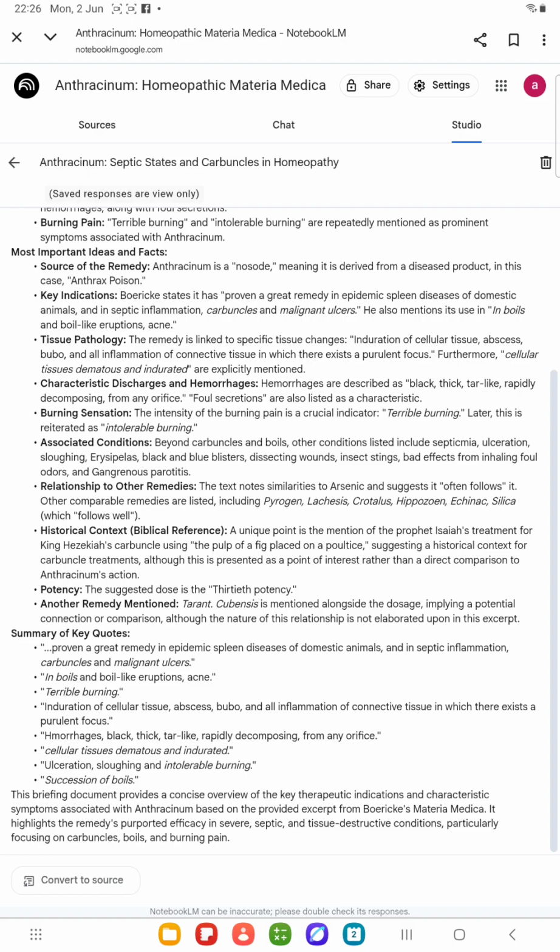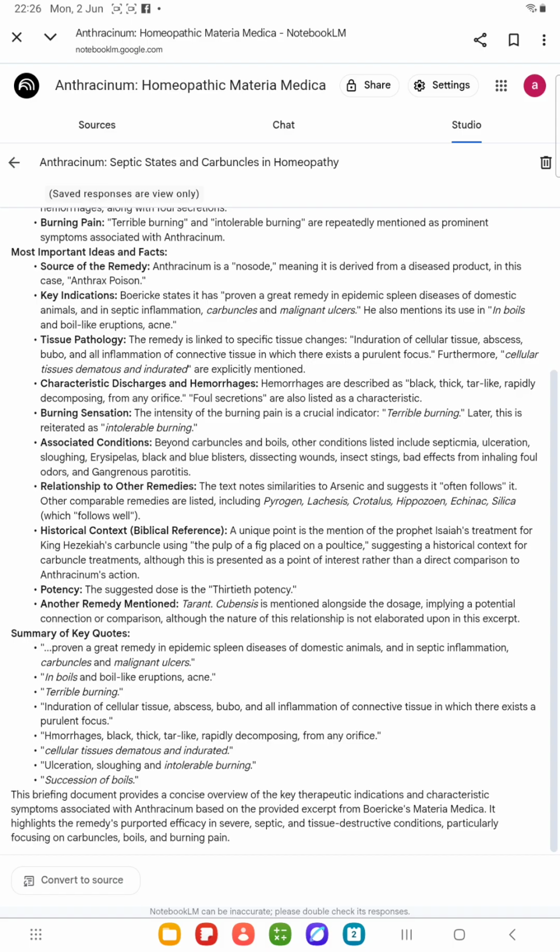Grim stuff. And the bleeding associated with it sounds just as bad. It does, described as black, thick, tar-like, rapidly decomposing, from any orifice. Tar-like. Again, very specific imagery. Very specific. Like someone observed this very closely. Does the text link it to anything else? Like external causes? It does mention a few things, like potentially relevant after dissecting wounds or really bad insect stings. Makes sense, those would get infected badly. Yeah, and even bad effects from inhaling foul odors. Seems like things that might lead to those severe septic states.